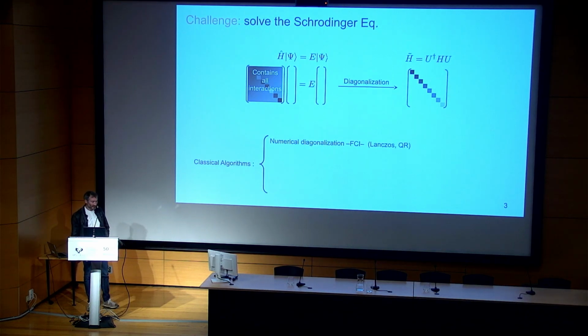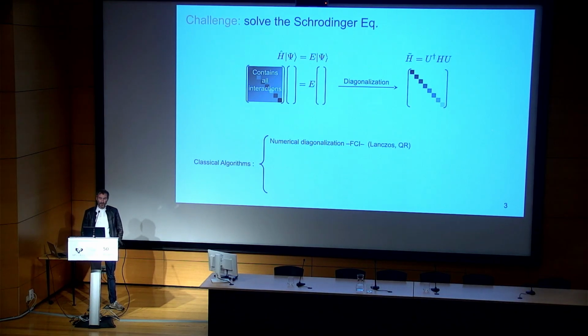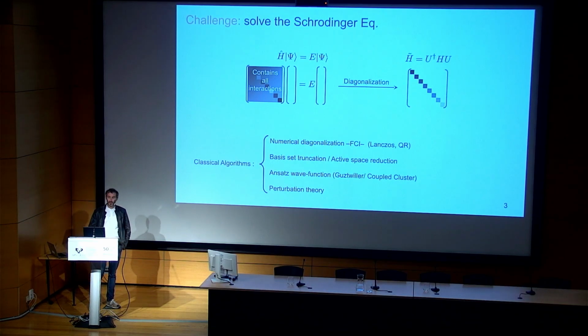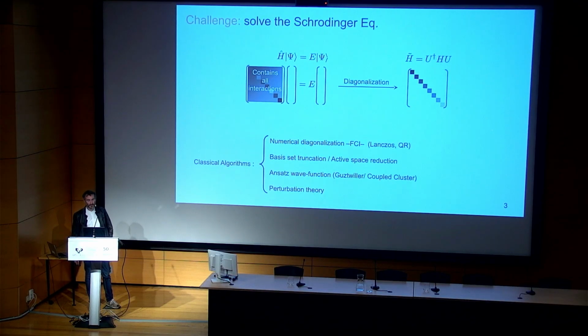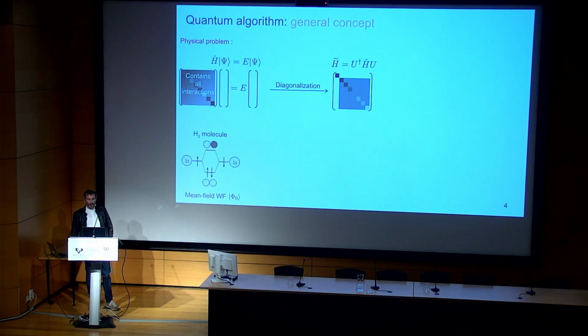Numerical methods that have been developed for decades to run on classical computers are, of course, exact diagonalization, such as Lanczos or the QR method. But you also find a lot of approximations in order to reduce the pertinent active space to a really small one, either wave function ansatz or perturbation theory. And finally, you find more or less the quantum analog to run on quantum computers, which are based on such a paradigm. So typically, you have a physical problem.